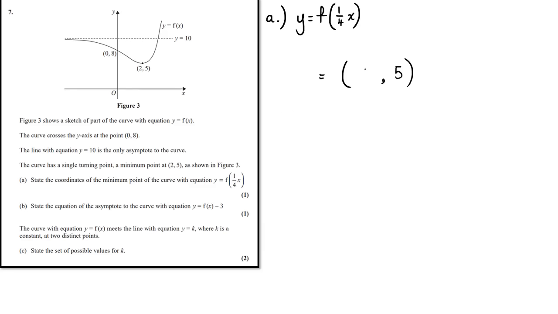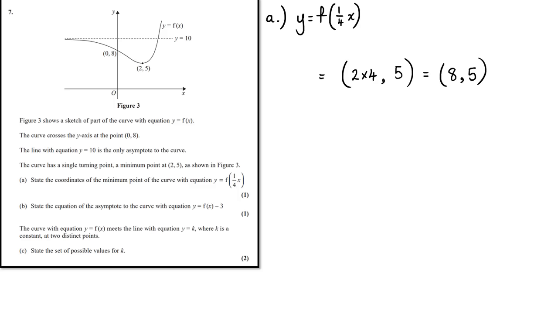The x coordinate is clearly going to change though, because we've got this 1 over 4 here dealing with the x. So here, when you've got this number on the inside, we divide by this value. Because this is 1 over 4, we're going to divide by 1 over 4, which is essentially just the same as timesing by 4. So what I've got here now is 2 for my x-coordinate at the minimum point. So I'm going to do 2 divided by 1 over 4, which is the same as timesing by 4. So I get 2 times 4, which gives us 8. So I get 8, 5 there for my new minimum point, with the equation y equals f of 1 over 4x.